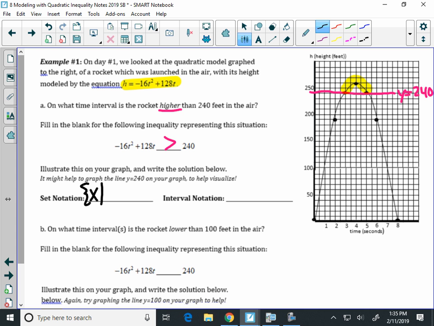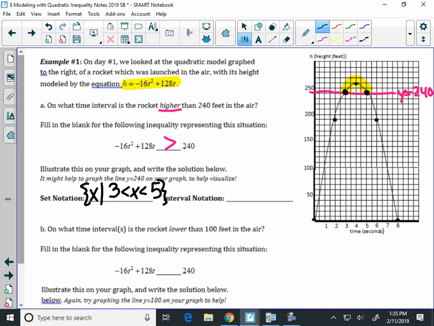What inequality would you write here to represent higher than 240? When do you start being higher? What time? 3 seconds. Until what time? 5. Good. I guess I should be using t's here, but I already wrote x, so we'll just do x. So we have 3 is less than x is less than 5. That's the time interval that we are higher than 240.